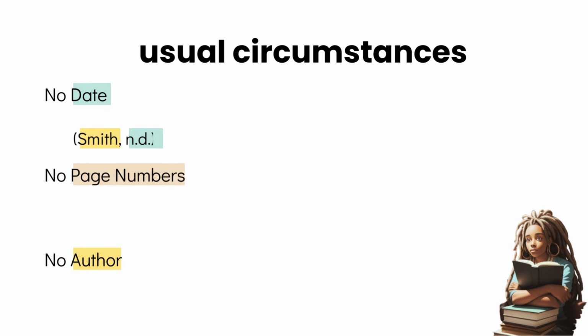If the source you're using does not have a publication date, then simply put ND in the place of the year. ND stands for no date. Here is an example, Smith ND.